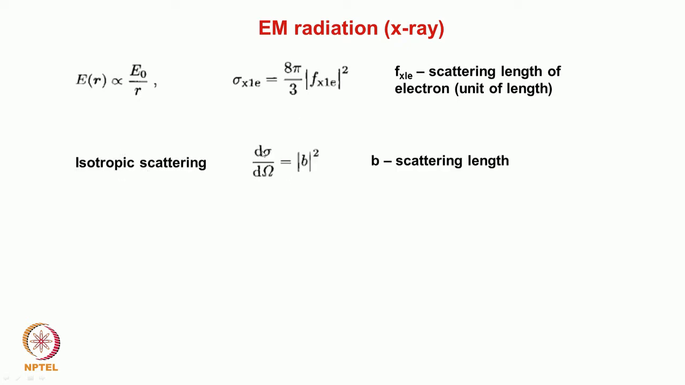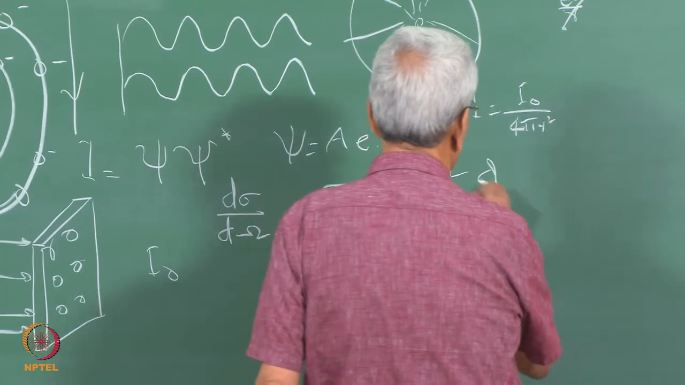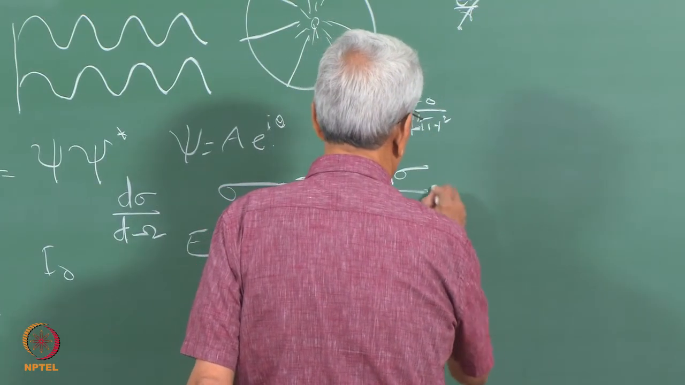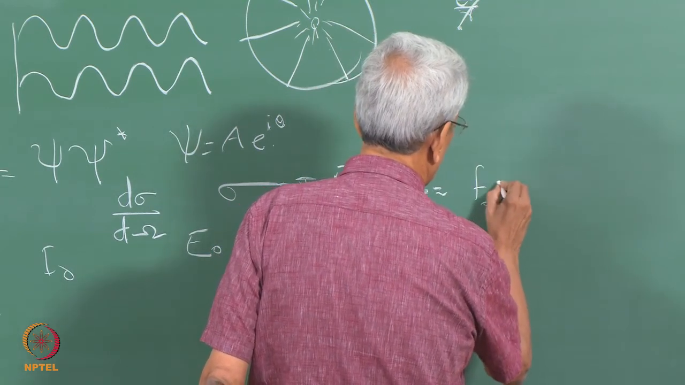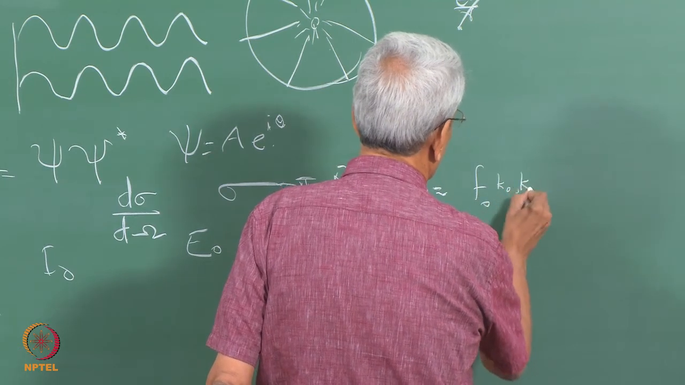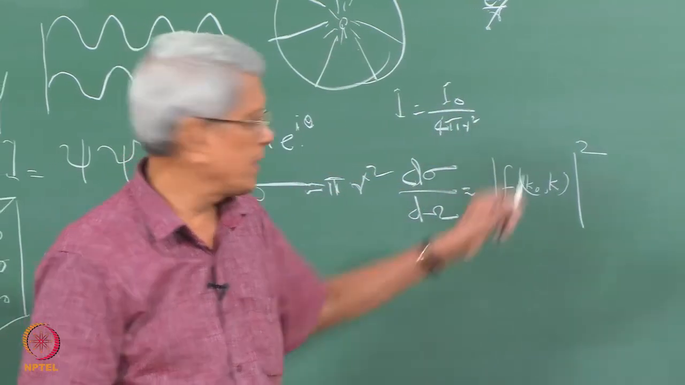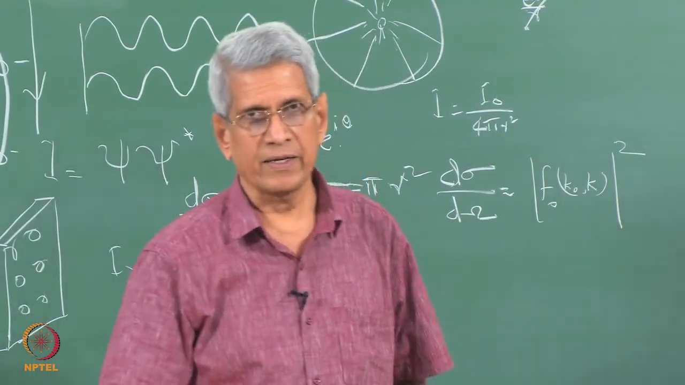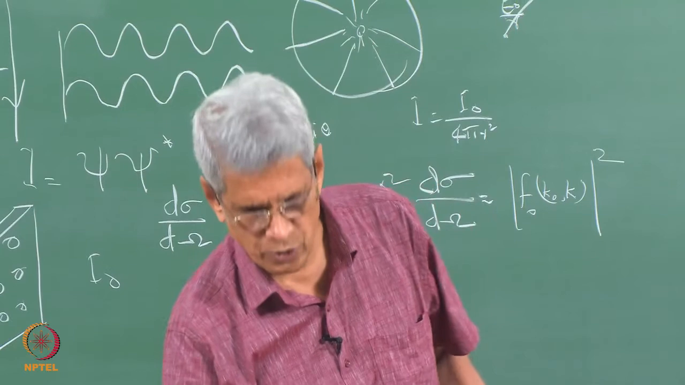Suppose it is isotropic scattering. Then d sigma by d omega will be a constant, not varying as a function of angle. Otherwise, we write d sigma by d omega as a function involving K0 and K, where K0 is the incident beam direction and K is the scattered direction. So it will vary as a function of angle, and we have to take the average magnitude, as given.